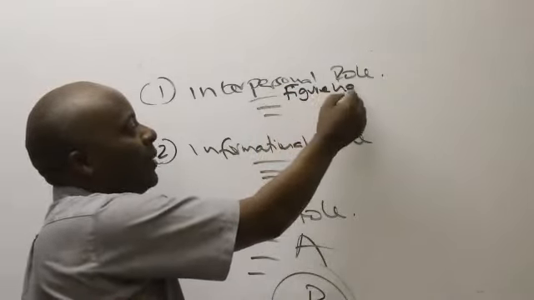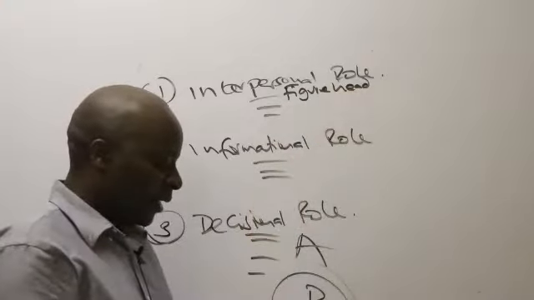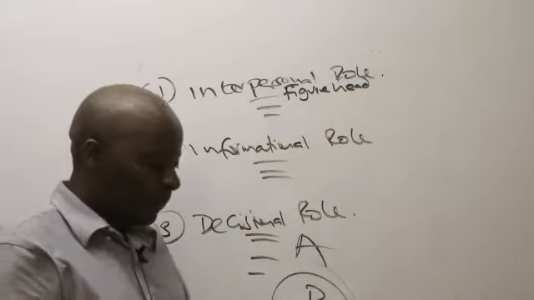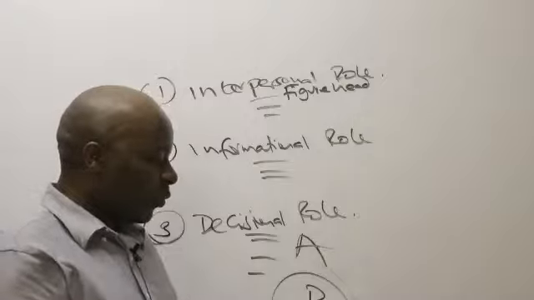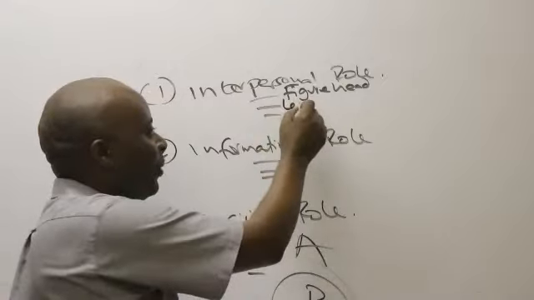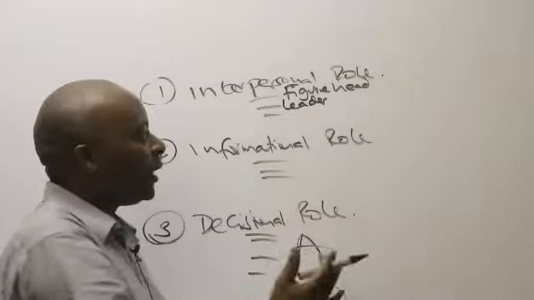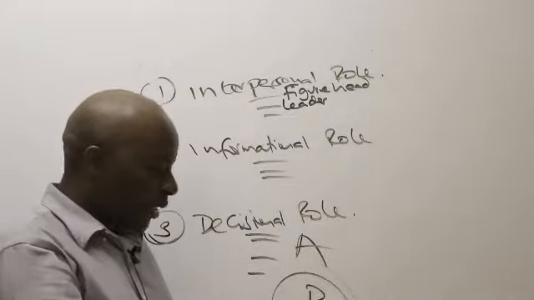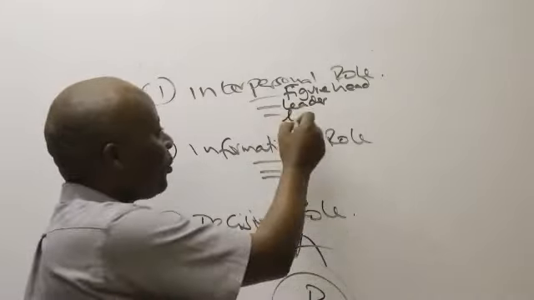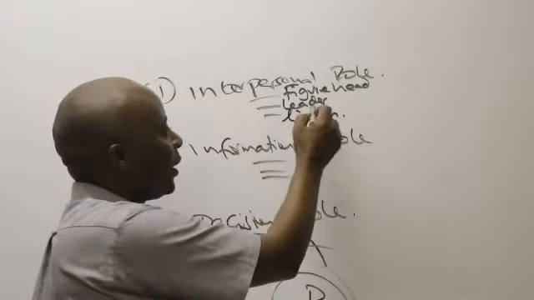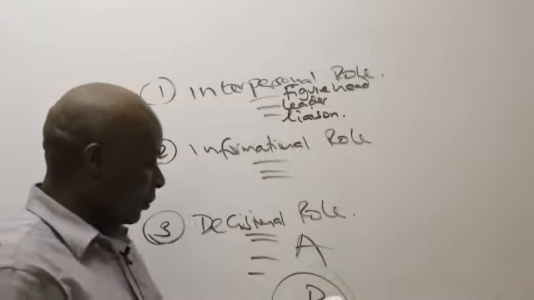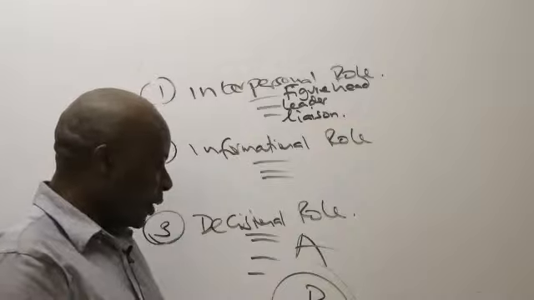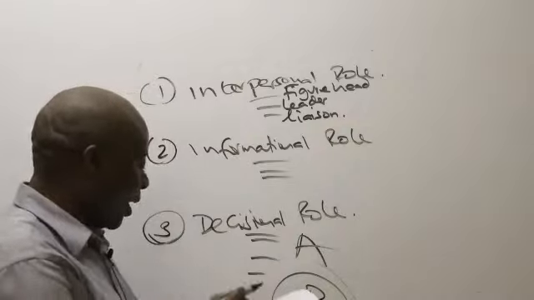So in interpersonal roles, we are told a good leader has to be a great figurehead. Somebody who is respected by everybody in the company, right? A figurehead. Of course, in this case, interpersonal, you must be able to lead a team. People should be able to trust you. And then, of course, we have the concept of liaison role.